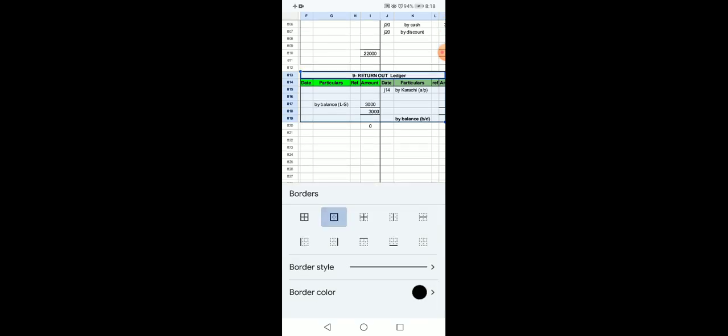Mark it as done by putting a closing line. These were sums of both sides which were written just for the reference. Our purpose has been completed. They are now not needed here, so we are going to erase them. Our return out ledger is completed. Now let's see what next ledger we are going to make.